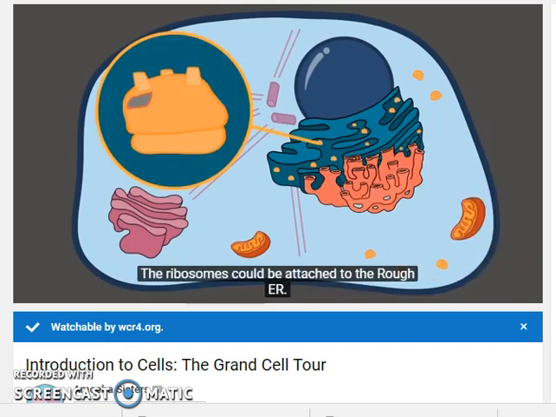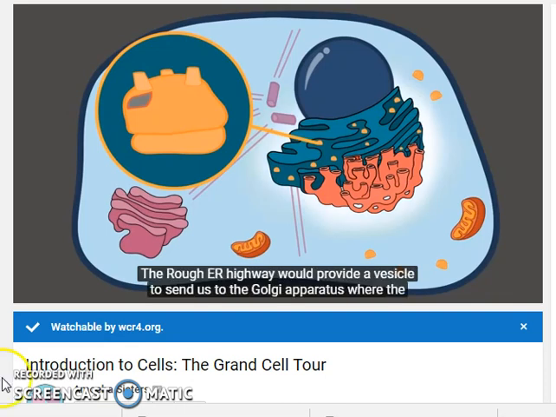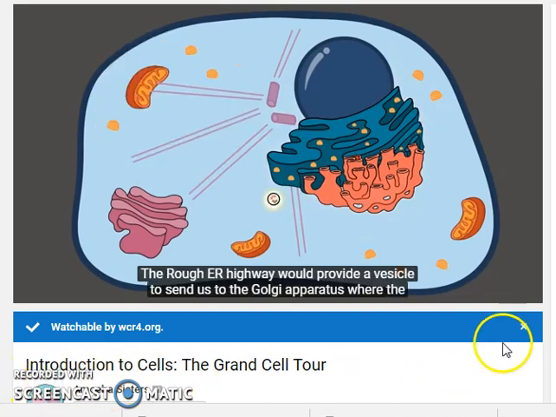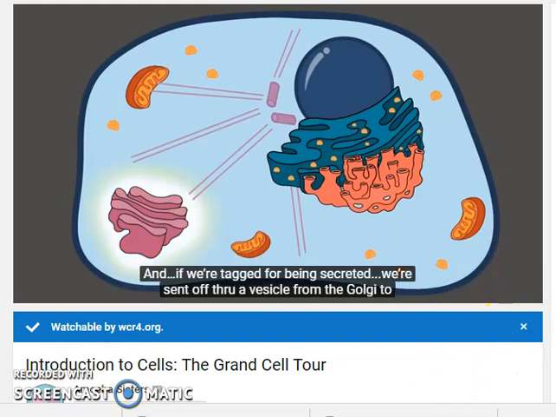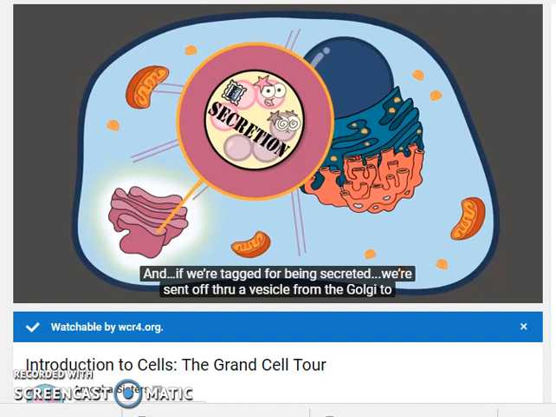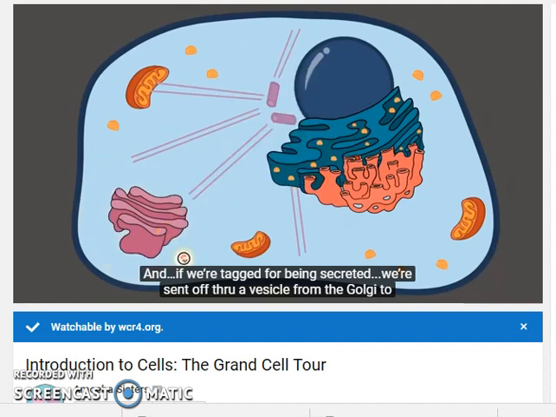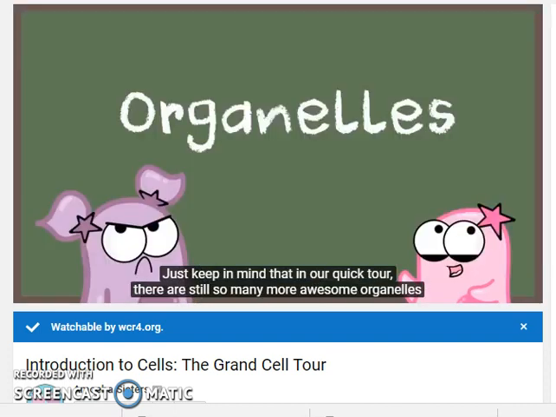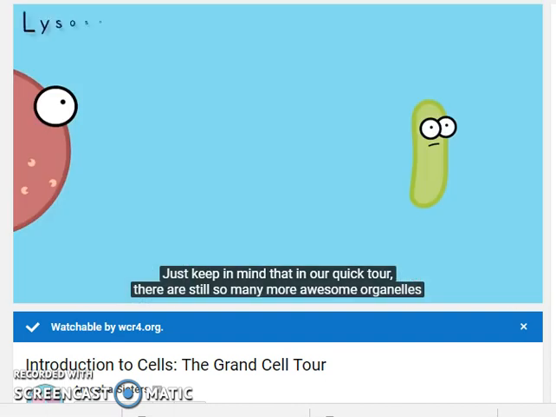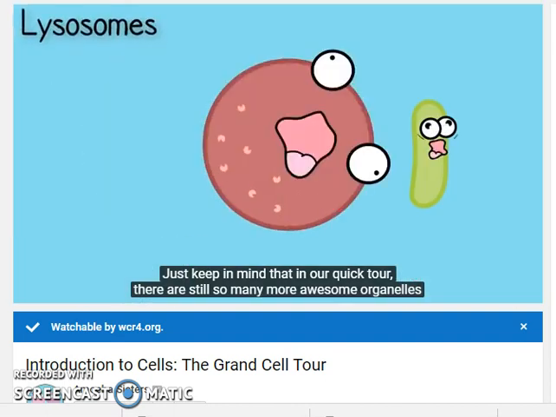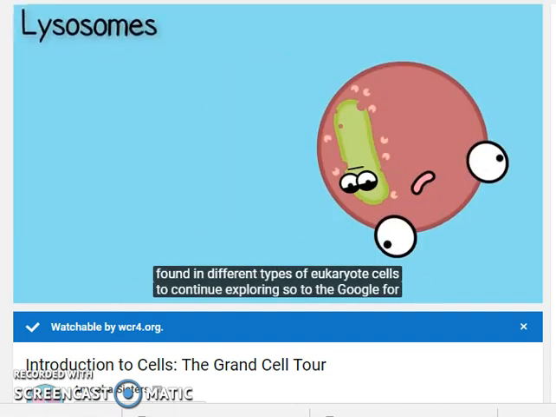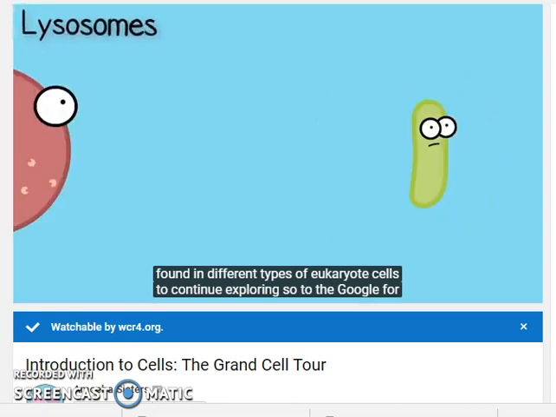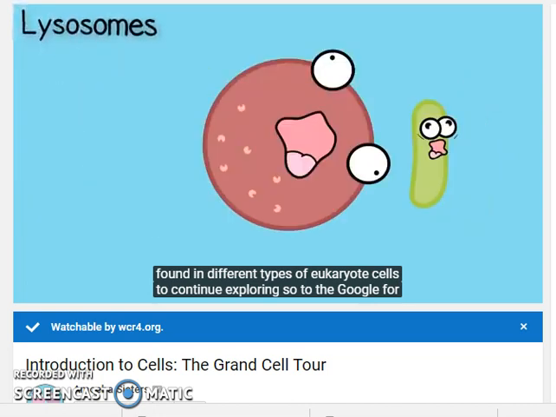The ribosomes could be attached to the rough ER, and the rough ER highway would provide a vesicle to send us to the Golgi apparatus where sorting can take place. And if we're tagged for being secreted, we could be sent off through a vesicle from the Golgi to the membrane. Out we go. Now just keep in mind that in our quick tour, there are still so many more awesome organelles found in lots of different types of eukaryote cells to continue exploring, so to the Google for more.